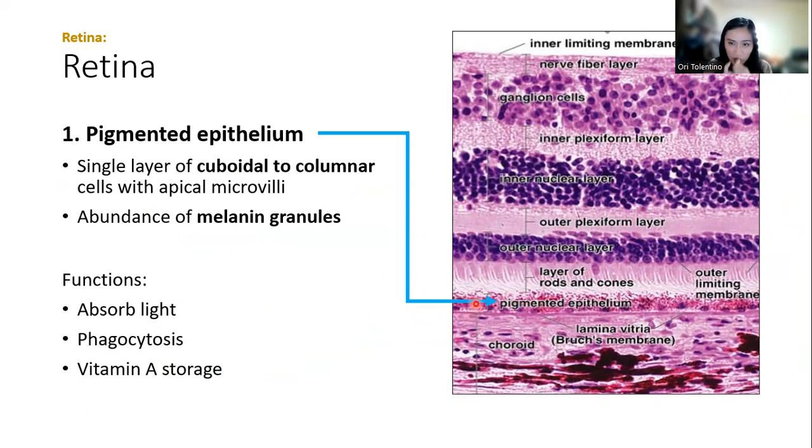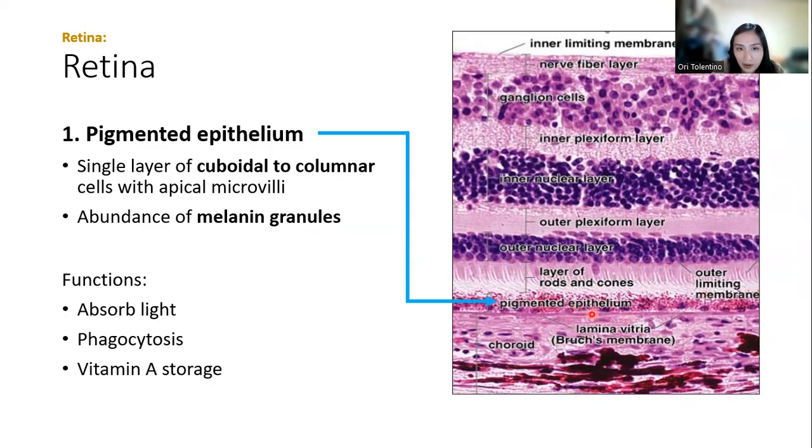The pigment epithelium is a single layer of cuboidal to columnar cells with many melanin granules from where they get their dark color. Okay, as you can see, below it is the choroid, a dark layer. Also, we have the pigmented epithelium.